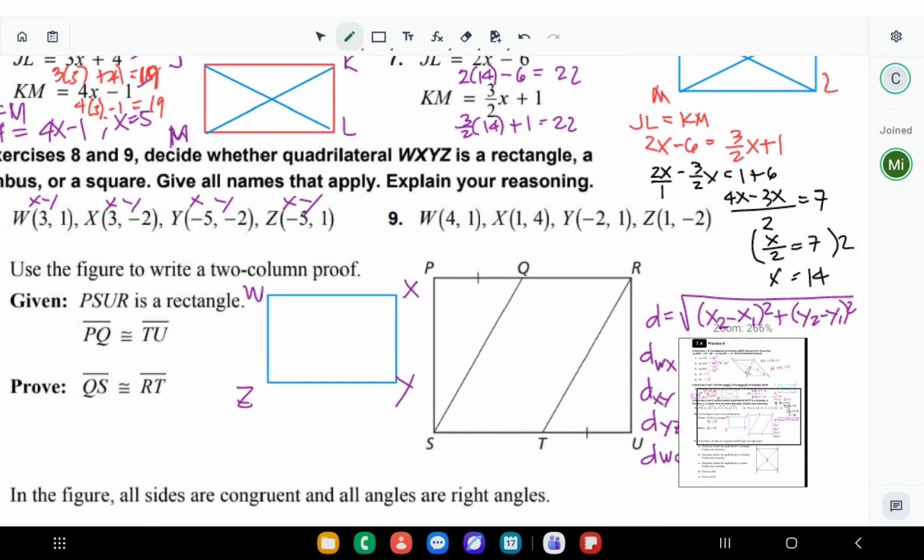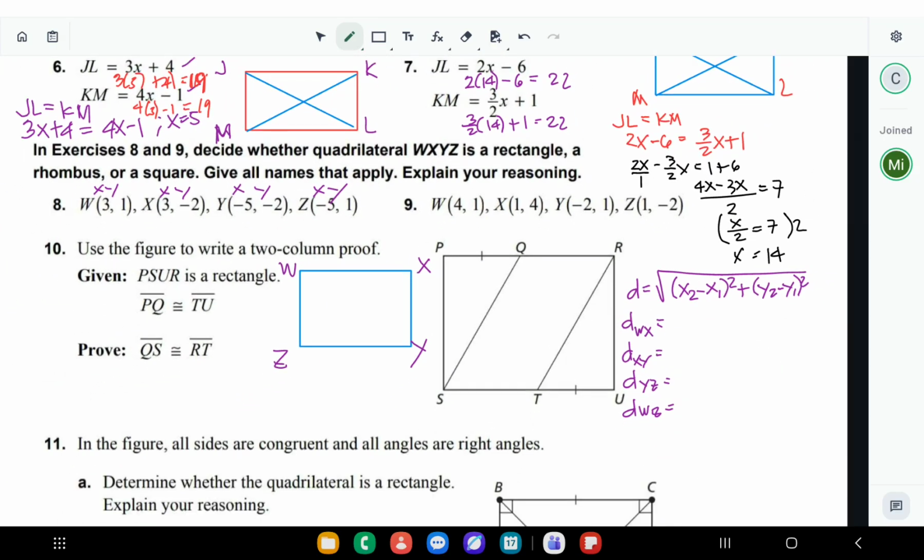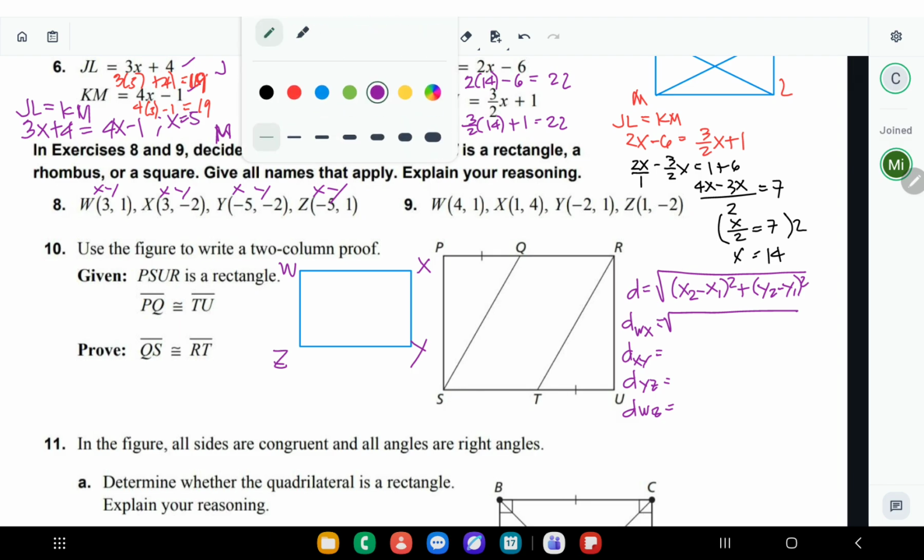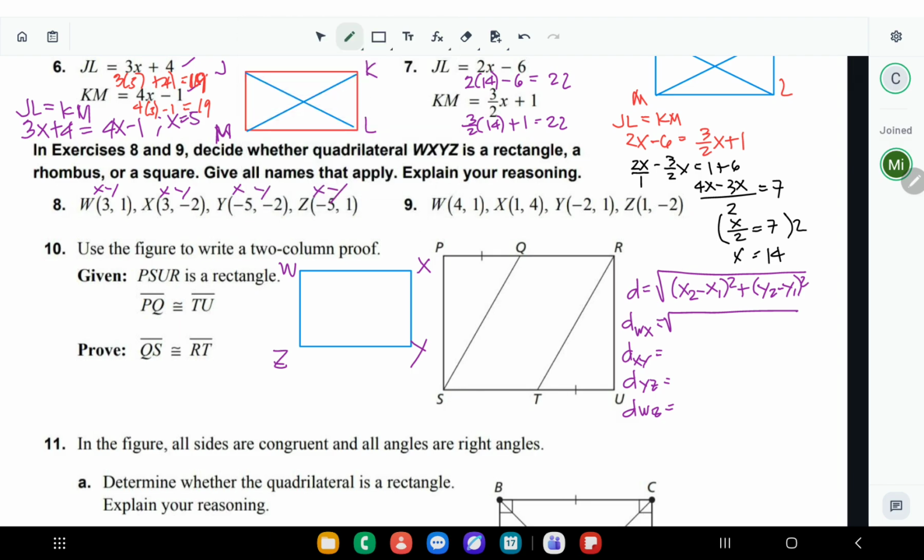So you find the distance from W to X, you just plug in here. Let's say x sub 2 is 3. So 3 minus 3 is 0. Zero squared plus y sub 2, negative 2 minus 1, squared. So this is 0 plus negative 3 squared, which is 9. So the distance from W to X is 3.